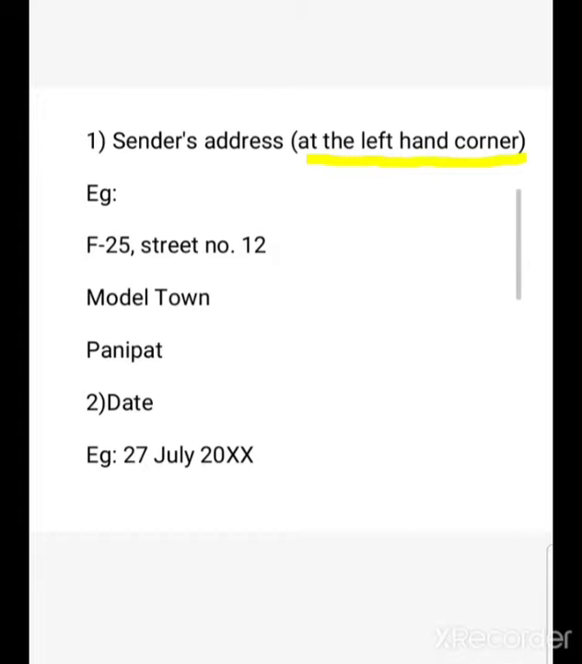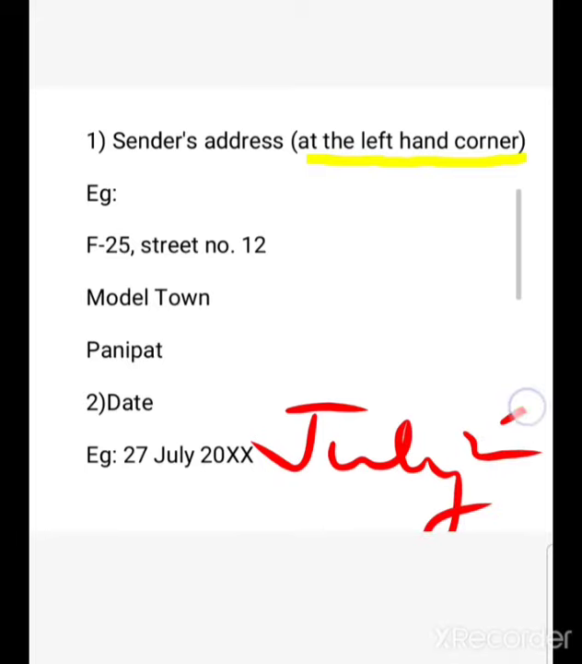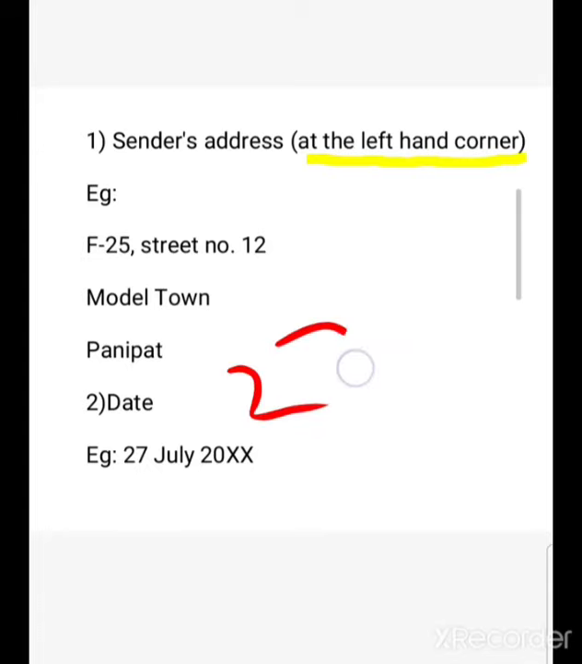Then after that you will write the date, and it should be written like this: 27 July 2000. Or you can write it like this: July 27, 2000, whatever it is. You will not be writing 27/7 or 7/27. This is not a correct way of writing in English.